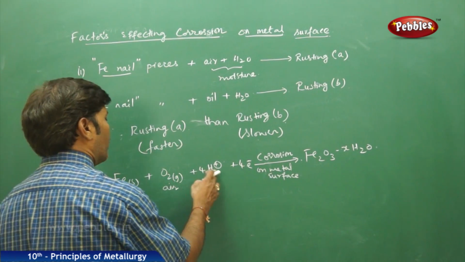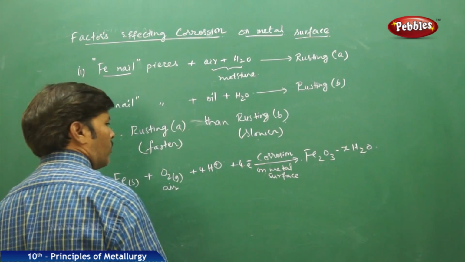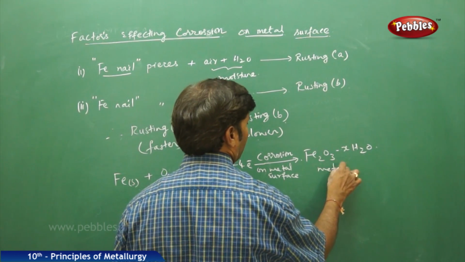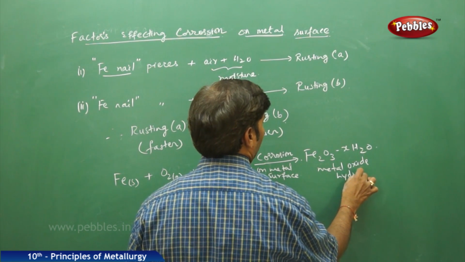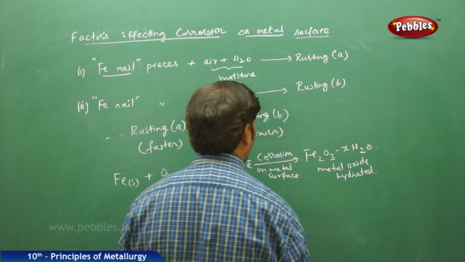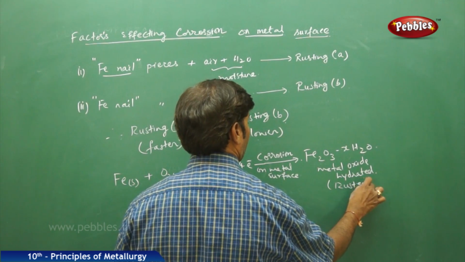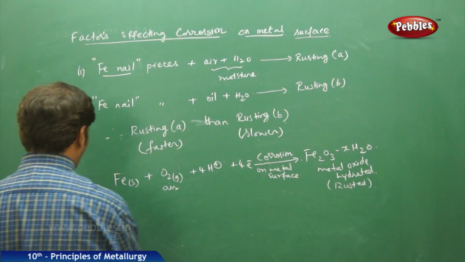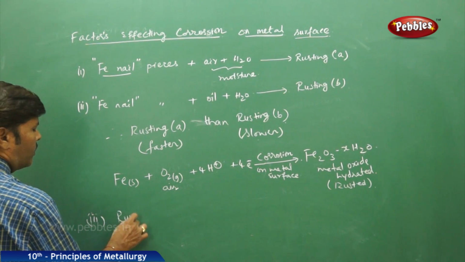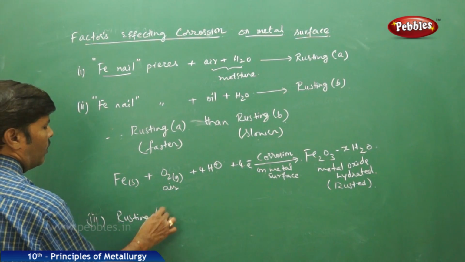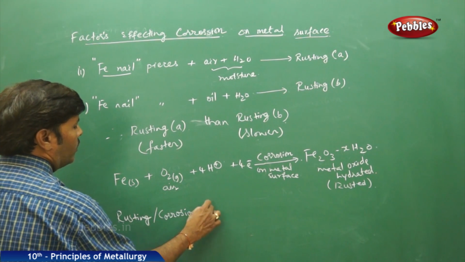We have 4 hydrogens and 2 oxygens, x number of water molecules. This is hydrated metal oxide. Already it is rusted. So one thing you have to notice is that we also call these rusting spots, or corrosion spots.